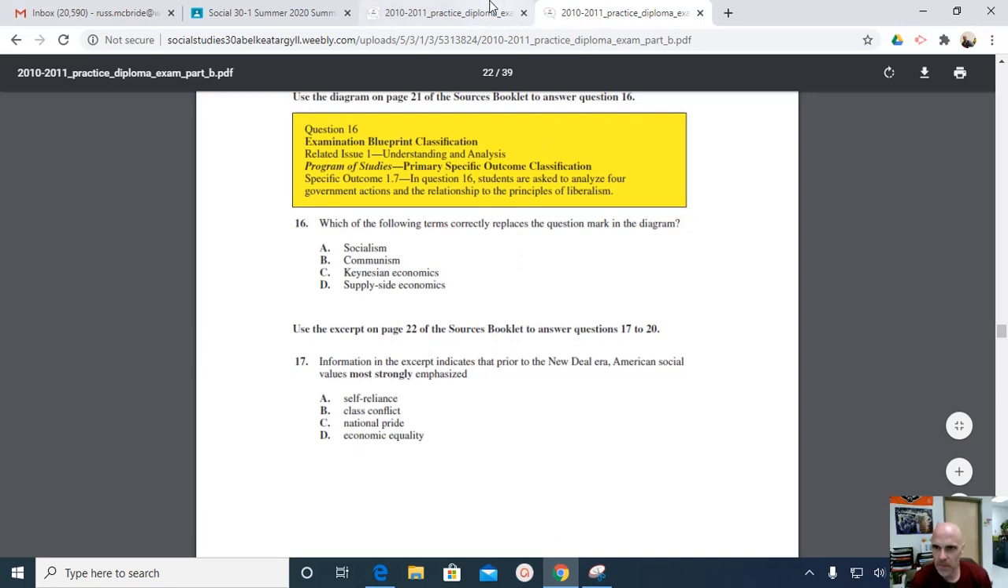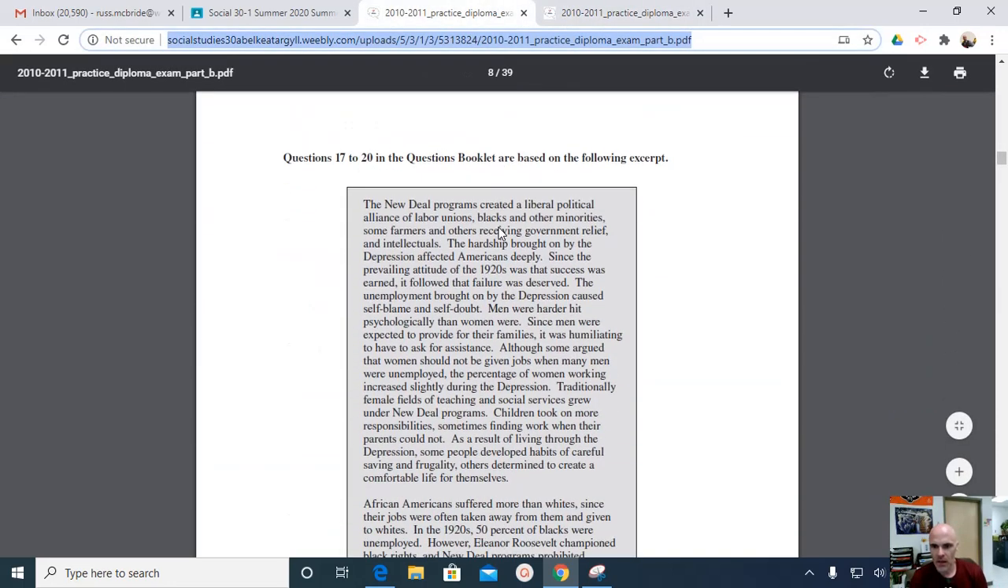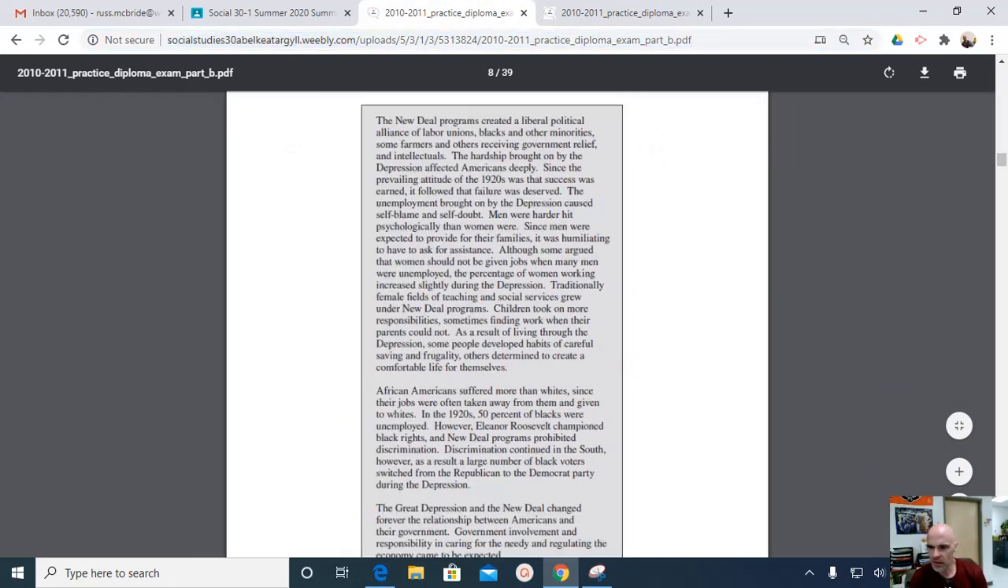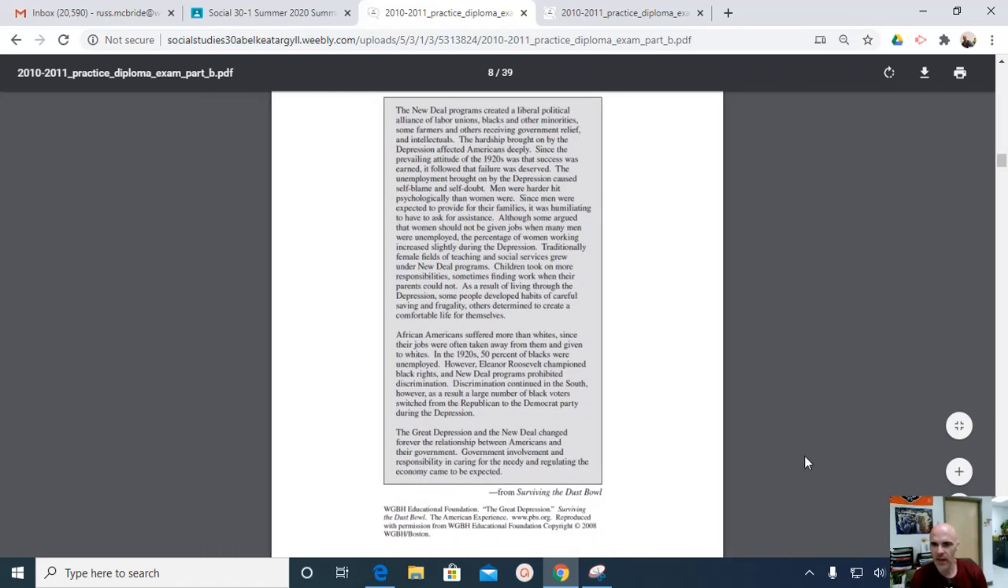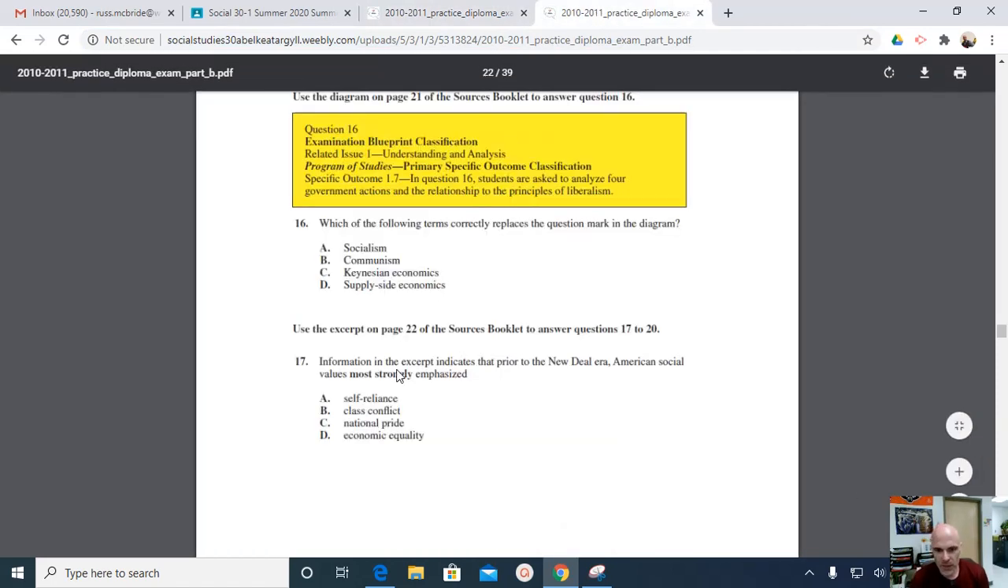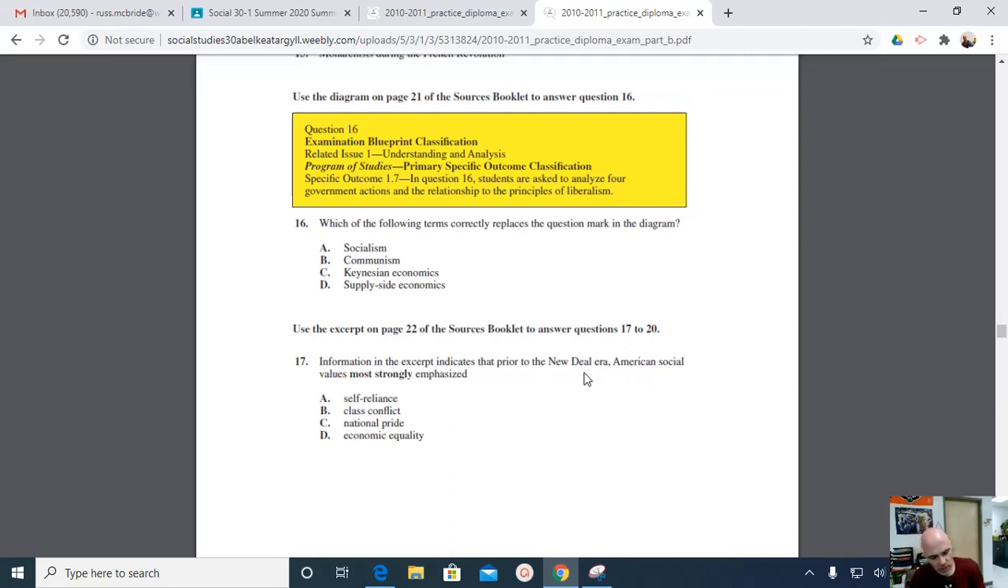Number 17. Big, long reading. Gotta love that. Number 17. Information in the excerpt indicates that prior to the New Deal era, American social values most strongly emphasized. So, prior to the New Deal, before 1933, in America, let me think about my knowledge of history before we tackle the source.